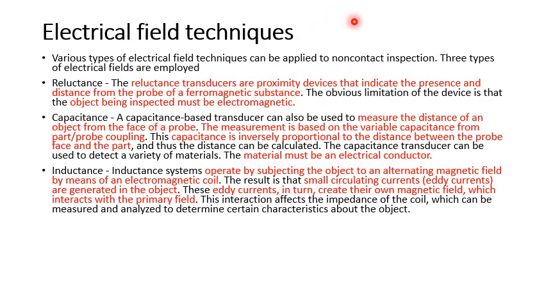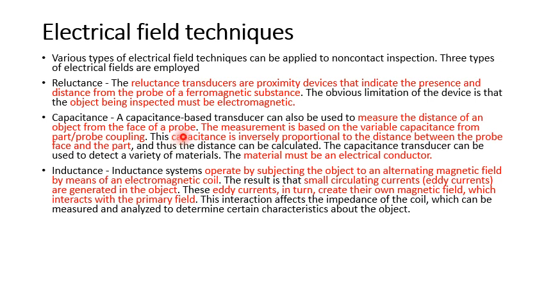Next method is the electrical field technique. There are various types of electrical field techniques that can be used in non-contact inspection. Mainly we use three types. One is reluctance. Reluctance transducers are proximity devices that indicate the presence and distance from the probe of a ferromagnetic substance. The limitation of this device is that the object being inspected must be electromagnetic. That is the main limitation, because materials other than electromagnetic materials we can't inspect using this transducer.